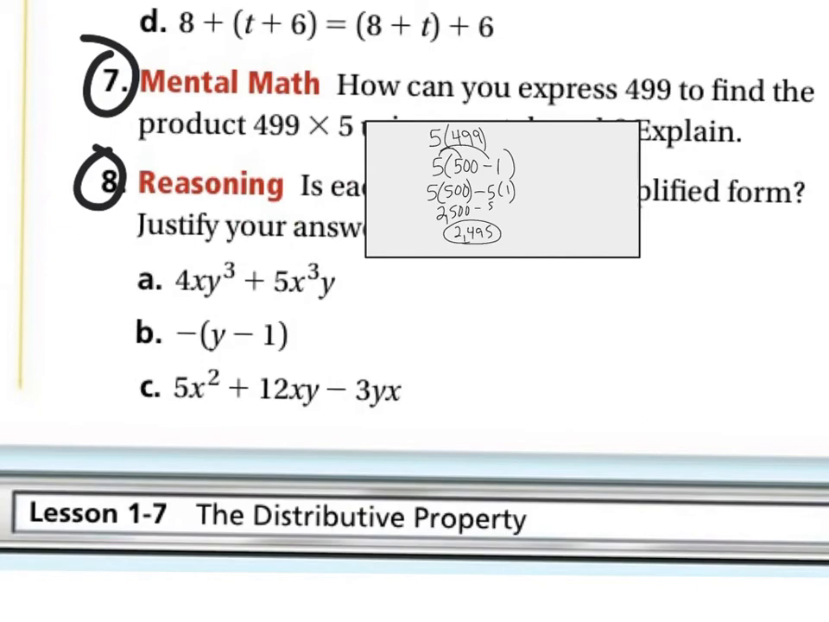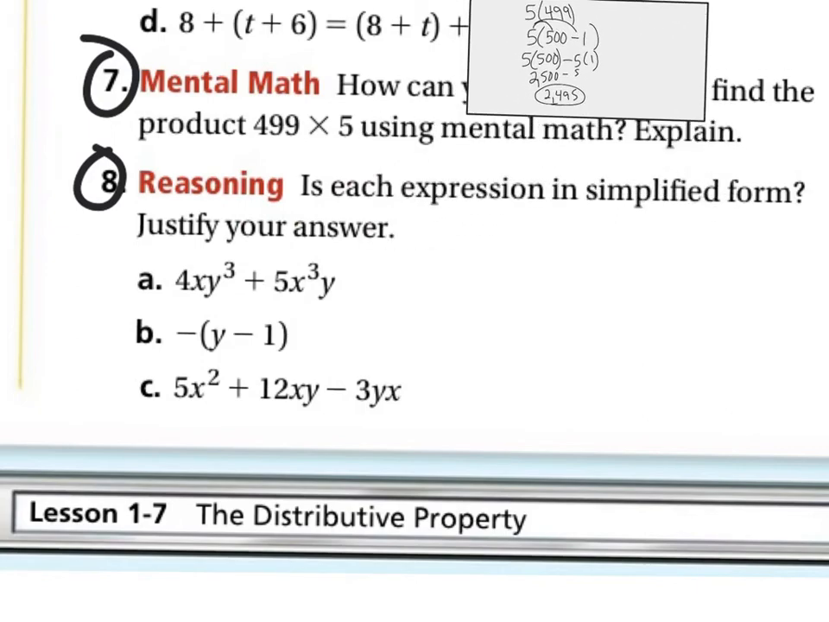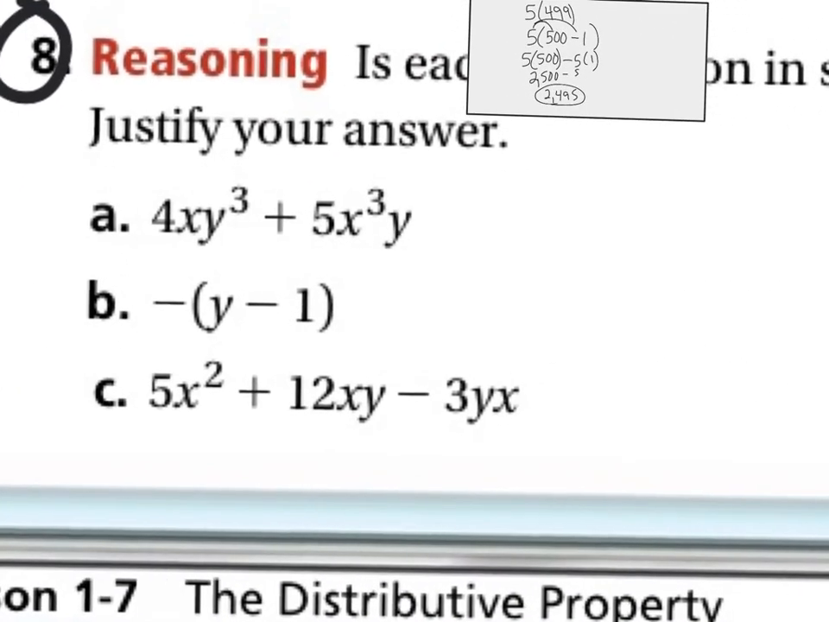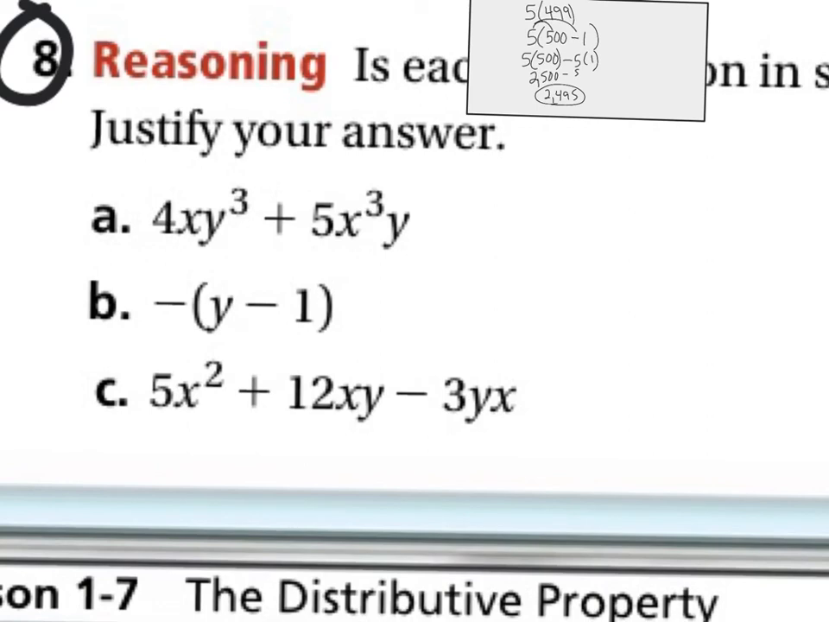All right, and then if we look at number 8, they're asking if these are in simplified form. They're not asking us to simplify them, they're just asking if they are in simplified form. So part A actually is yes, because these variable parts are different than each other. They're not like terms, so we can't combine those. Part B would be no. We would be able to distribute here. There's parentheses still, so it's not simplified. So we would distribute that and get our answer.